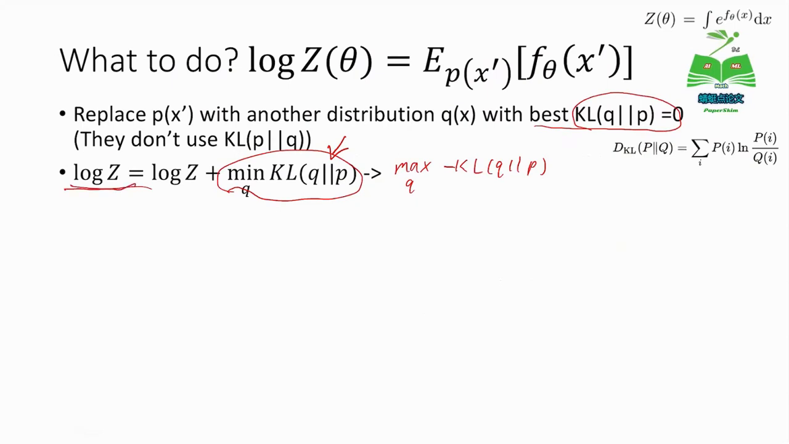We start from log z theta. Okay, we get this one and plus log z theta. For this one, we use the definition of the KL divergence and the definition of p theta x. So with the definition we get max over q of the integration over x of qx log.